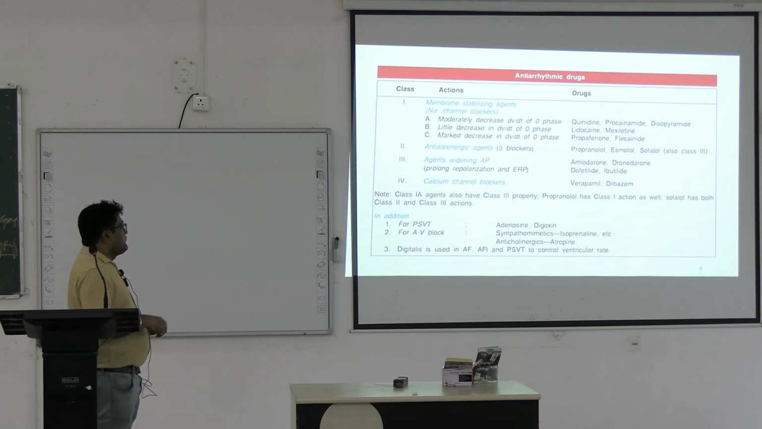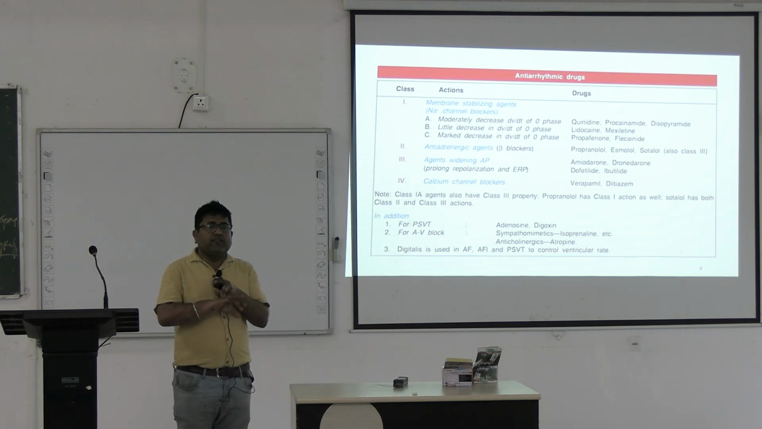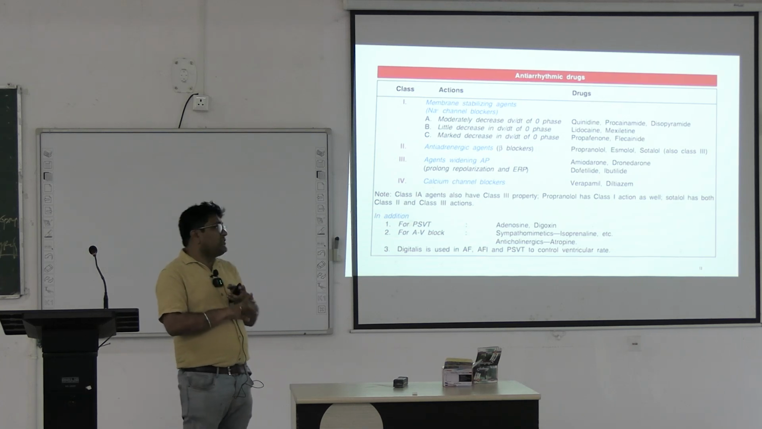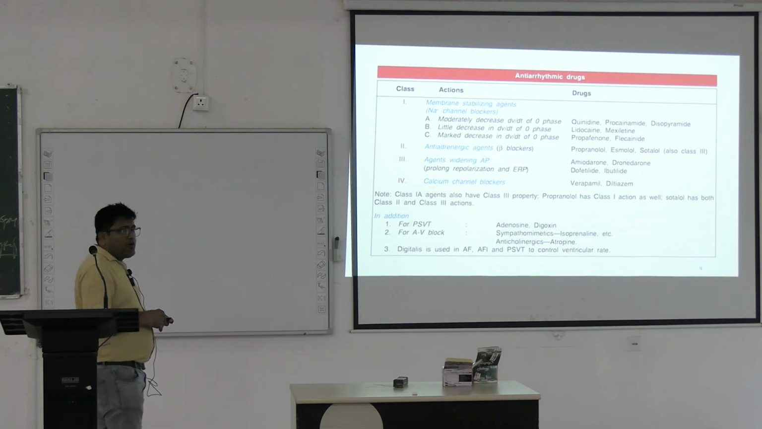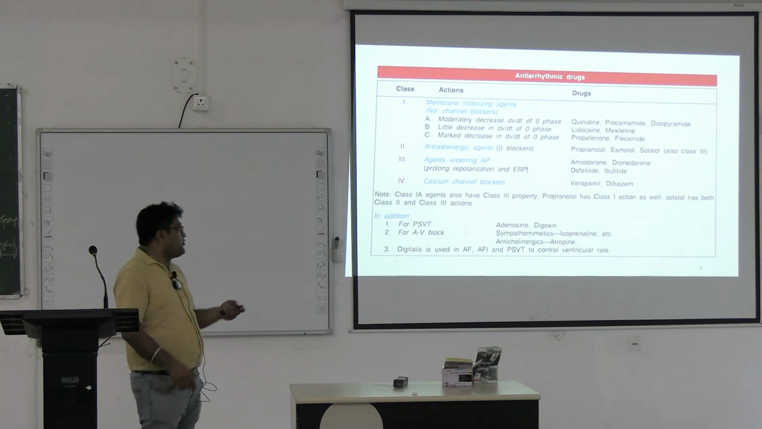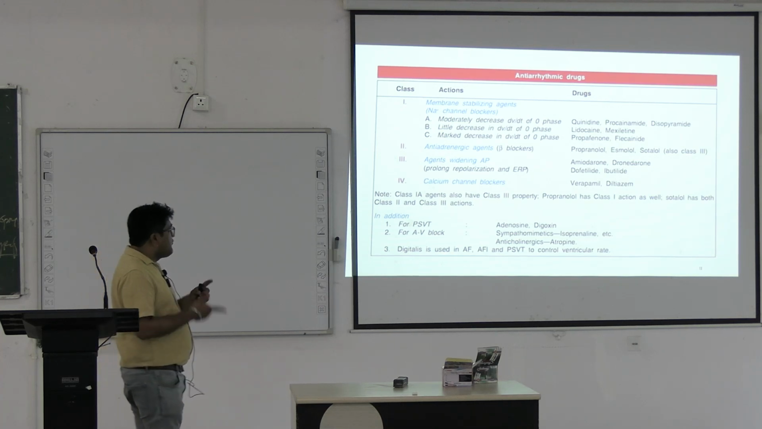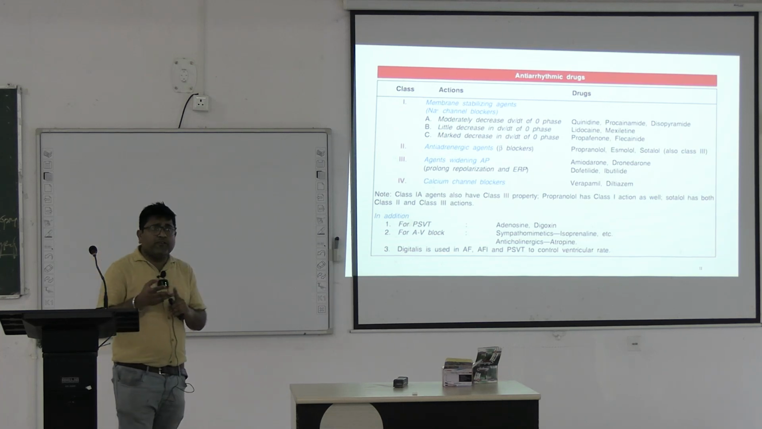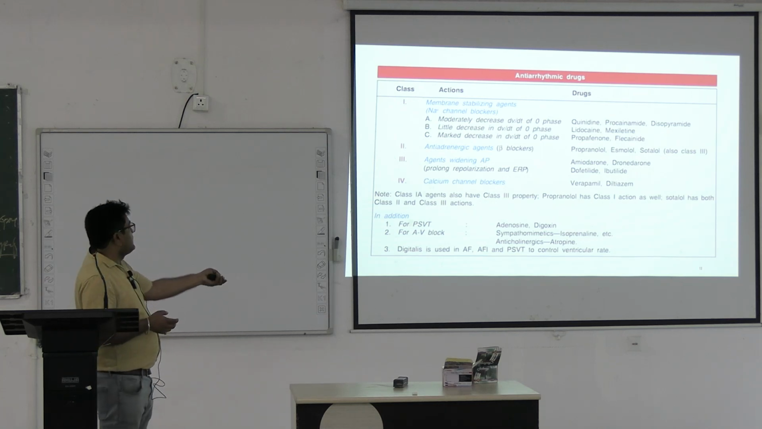Now in addition, for paroxysmal supraventricular tachycardia, adenosine is the drug of choice and digoxin can also be used. So these are antiarrhythmic drugs not included here. For atrioventricular blocks, we can use an anticholinergic, atropine, and we can use sympathomimetics, adrenaline and isoprenaline. Digitalis is used in atrial flutter, atrial fibrillation and PSVT to control the heart rate or ventricular rate.